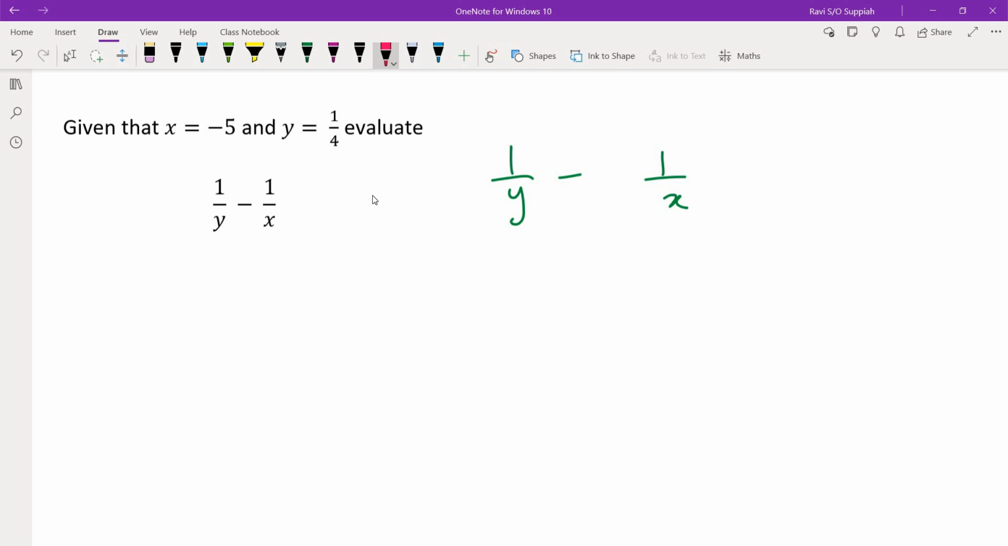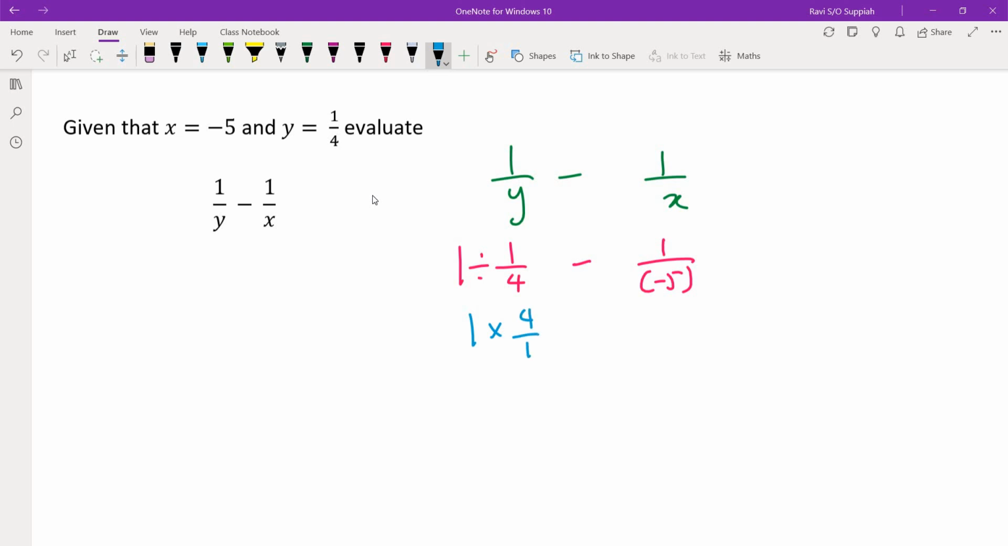All right, so to do it systematically, we can say 1 divided by y, and y is 1/4, minus 1 over x. So x is -5. Now division is equivalent to the multiplication of the reciprocal. So it's 1 times 4 over 1.